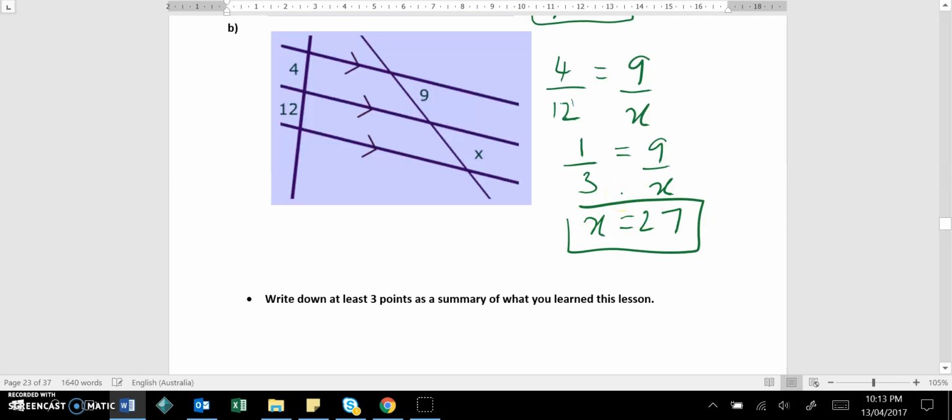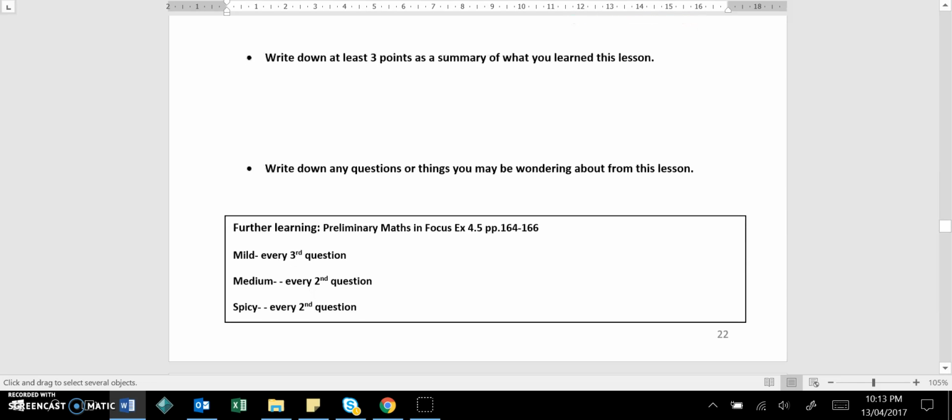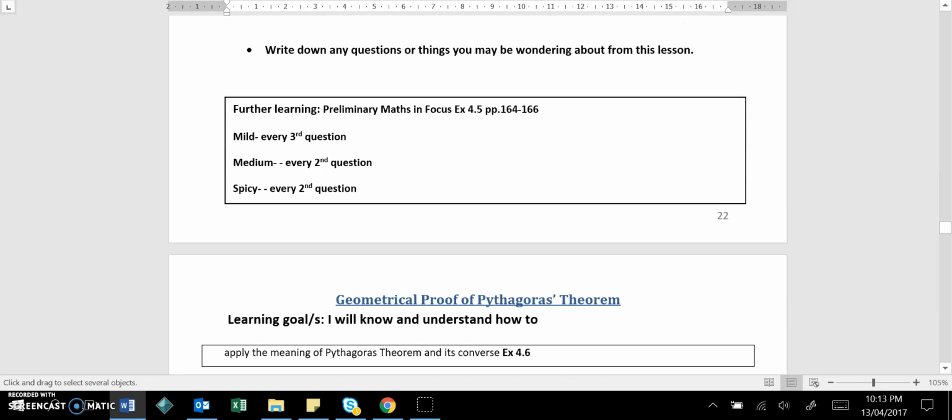Okay, so in this section of work, we looked at ratio of intercepts and we looked at similarity proofs. Write down some summary points, any questions you took away from this video lesson, and try the homework as well. Thanks, everybody.